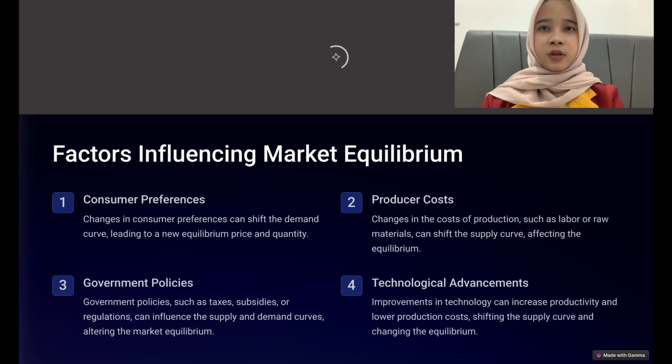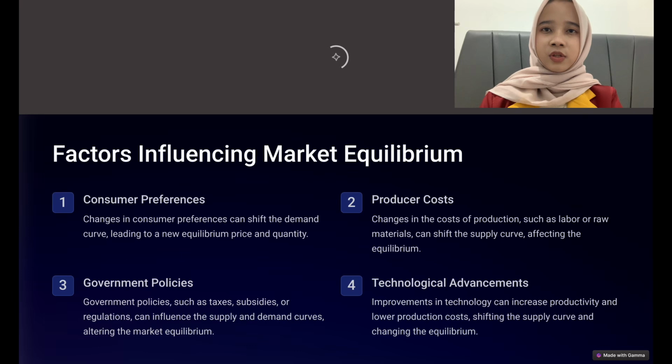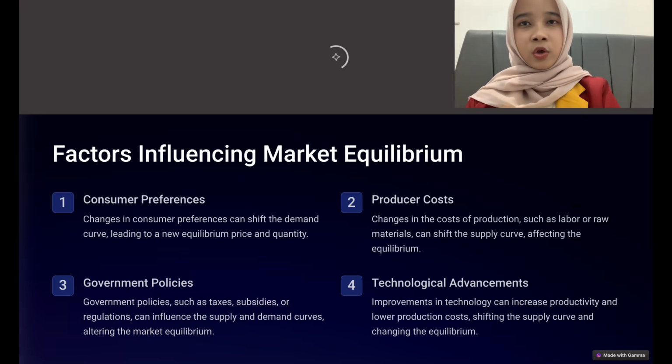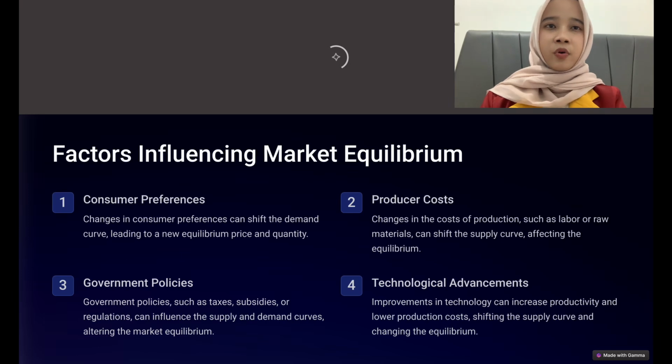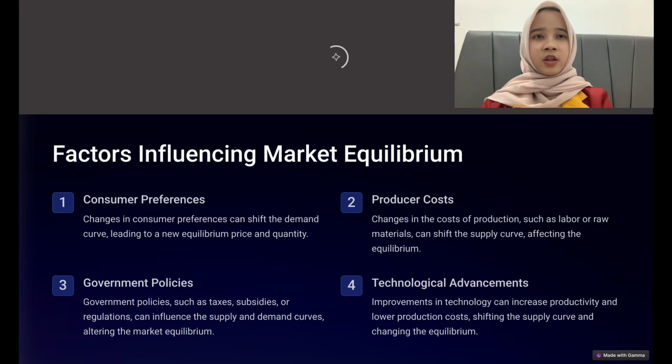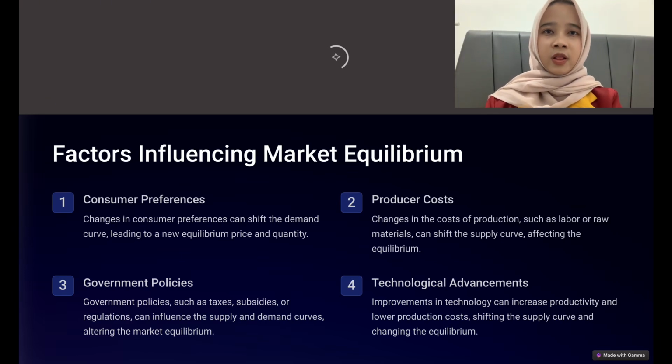3. Government policies. Government policies, such as taxes, subsidies, or regulation, can influence the supply and demand curves, altering the market equilibrium. 4. Technological advancements. Improvements in technology can increase productivity and lower production costs, shifting the supply curve and changing the equilibrium.